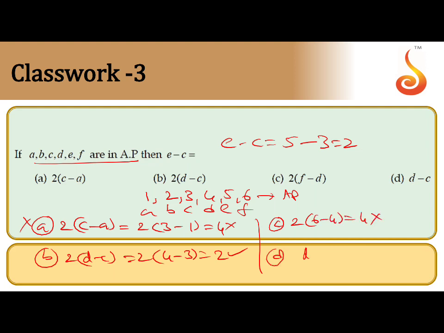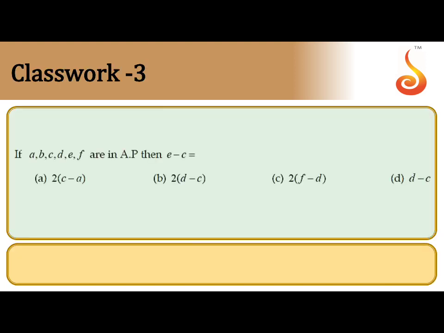And option D, d minus c is given. So d minus c means d is 4, 4 minus 3, that gives 1. So this is also wrong. Only option B is matching. That is the only answer you can take. Sometimes when you're solving questions, the substitution method is also useful for us. You should learn this method also. So the answer is B, correct.